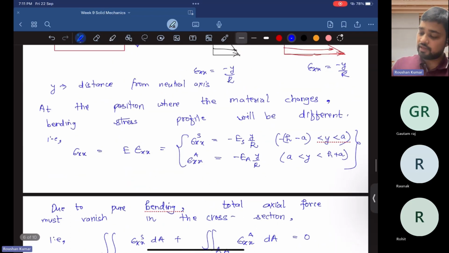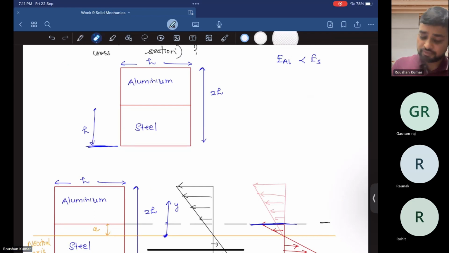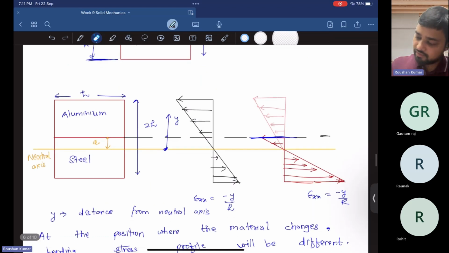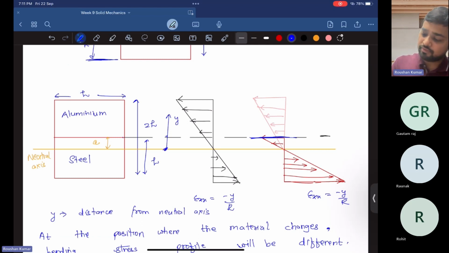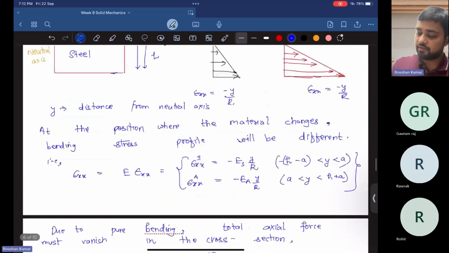And in the question we have to calculate the location from the bottom line of the cross section. So this is our bottom line and this is H, and somewhere here it is H. We have to find the location of the neutral axis from this place, that is the bottom line of the cross section. So it is given by H minus A.